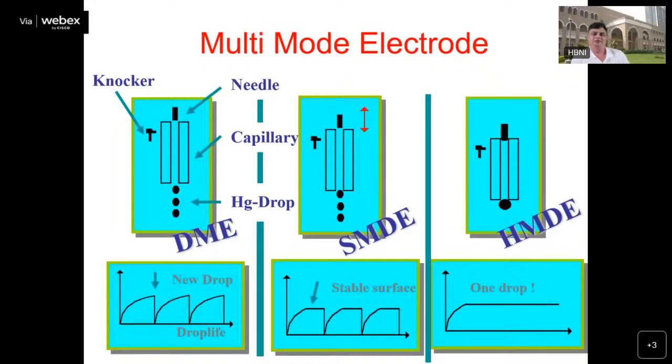And then there are multi-mode electrodes. So this is how we produce these dropping mercury electrodes, and this is how we produce the static mercury drop electrodes. And now there are variations, and this is called a hanging mercury drop electrode. So we produce this stable surface, and with the hanging mercury drop electrode, the time for this stable surface is even more.